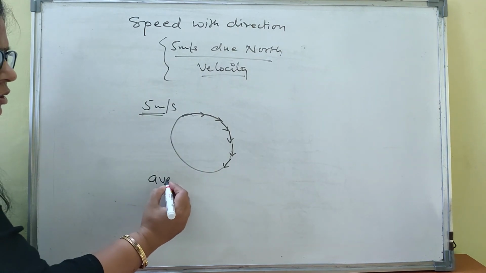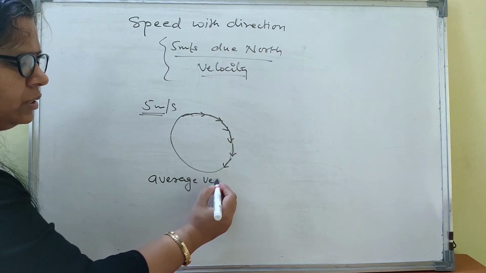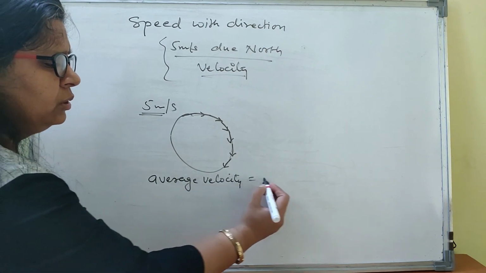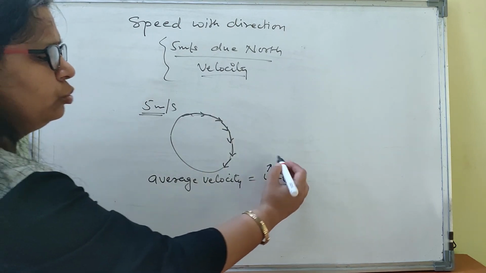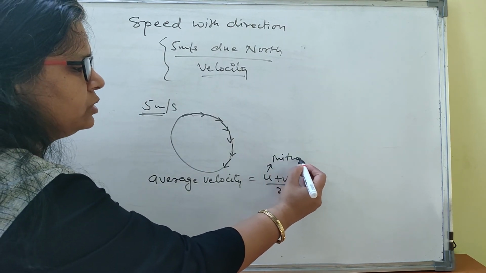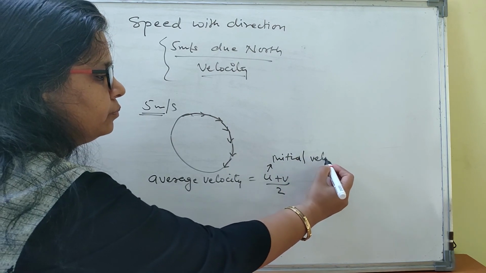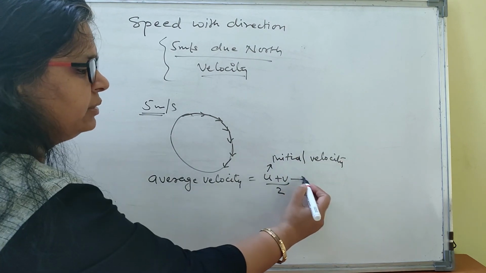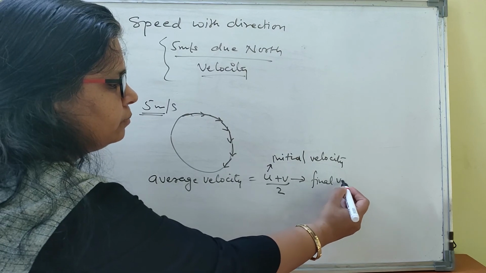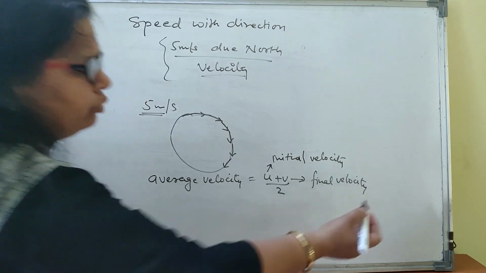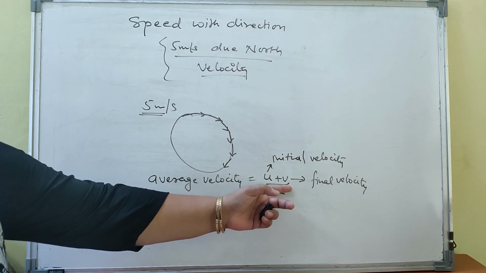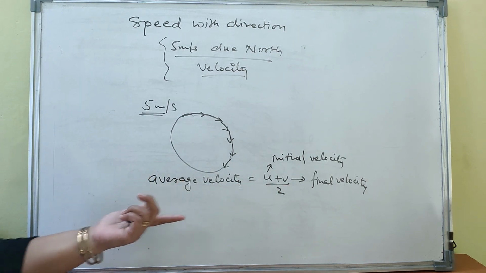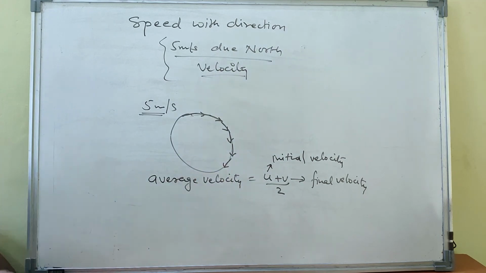Okay, so in case the speed is not uniform, the direction is the same, there also we can calculate the average velocity. Average velocity is given by the formula u plus v by 2. Now what is u? U is the initial velocity. V is final velocity. The symbols are important, you should remember them. U is initial velocity, V is a final velocity. So average velocity is given by u plus v by 2.